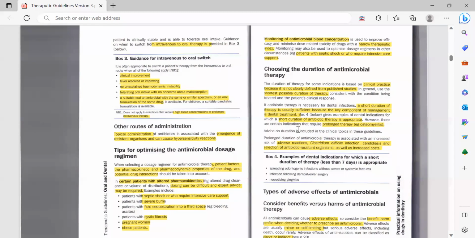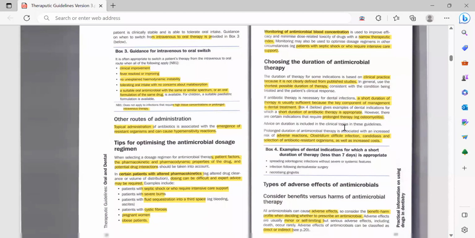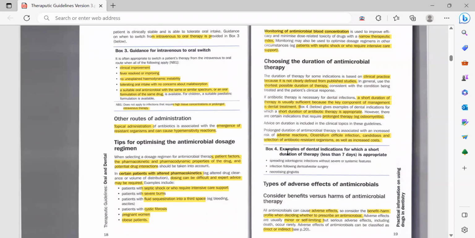However, there are certain indications that require prolonged therapy. So you just need to understand the dental indications for which a short duration of therapy is used. If they ask you for how long you need to prescribe the antibiotic, it should be less than 7 days, which you will mainly read in the doses in this book which they have provided. It is mainly 5 days, but you should remember that it should be less than 7 days.